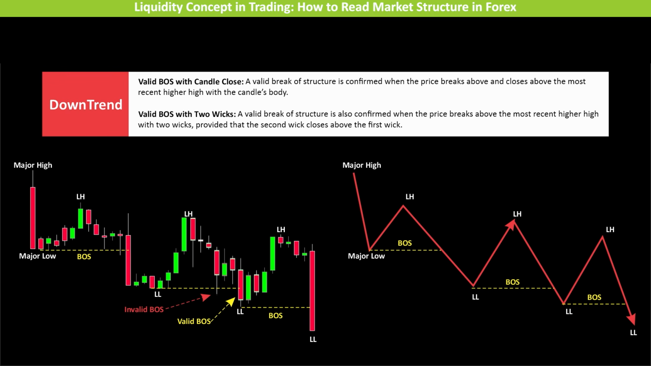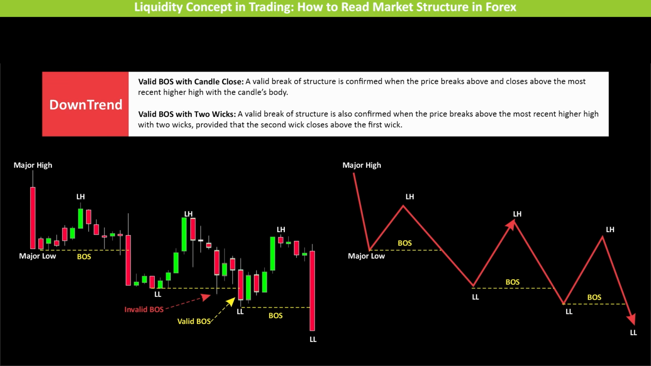Conversely, if the price breaks the recent lower low with a long shadow or wick and the candle's body closes above its range without the subsequent candle's shadow exceeding the first candle's wick, this is not considered a valid break of structure. To confirm a genuine break of structure, the price must close below the low's range with the candle's body. Moreover, if the subsequent candle's wick surpasses the first candle's wick and closes above the low's range, this then qualifies as a valid break of structure.